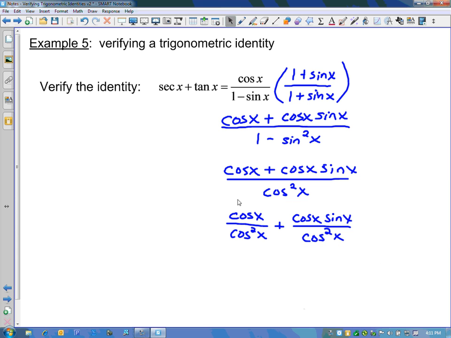Brings up some nice cancellation opportunities. This cosine cancels out one of them in the bottom. This cosine cancels out one of them in the bottom. And it simplifies to be 1 over cosine plus sine over cosine, which is secant plus tangent, which is exactly what we're looking for.